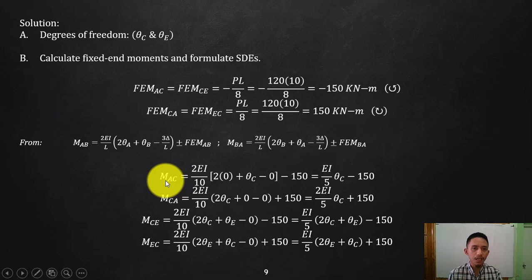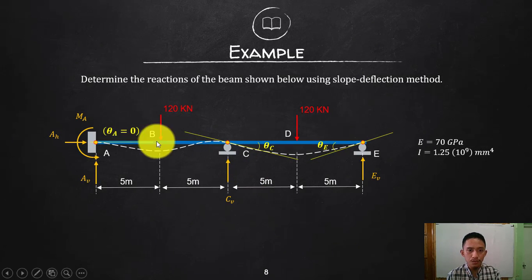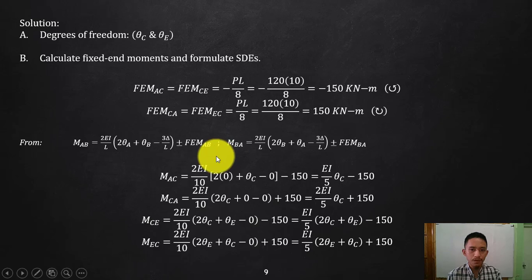What is theta at A? What is the rotation at A? I explained a while ago that that is fixed, so that should be 0. So do not write it as a variable, since that is already known to be 0. Substitute it already, so that it will make our equation simpler. Therefore, that will be useless.